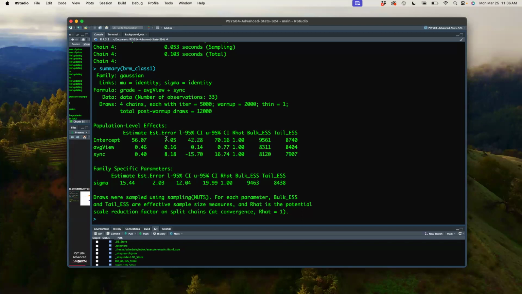We also have other information here, like the estimated error, which is our standard error. We also have the CIs, which are credible intervals, so we have our 95% credible intervals. We also have things like R hat and ESS, and I'll explain what those are in a bit. And then we also have our posterior distribution for our other parameters like sigma, and that's what's contained here. So this is the basic Bayesian output.